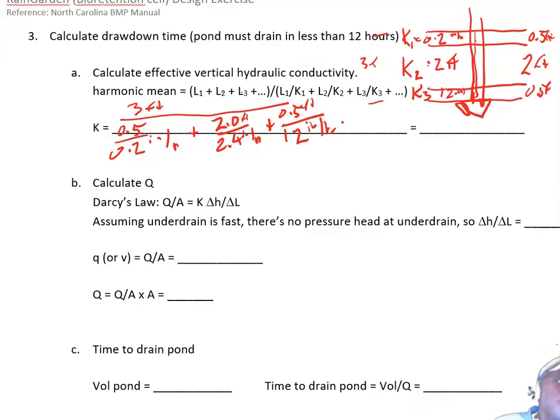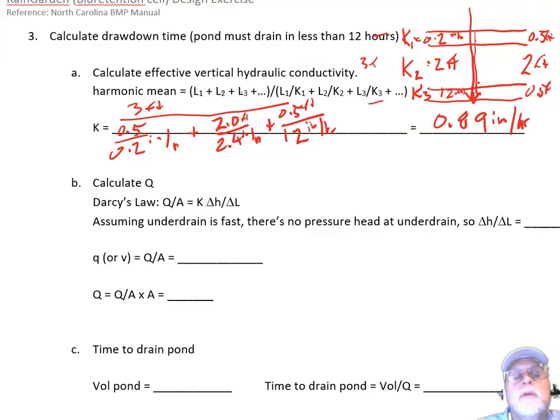And that turns out to be, I kind of got in the way with my arrow there, that turns out to be 0.89 inches per hour. That's my arrow there. Okay. That's a little fun thing I like to point out, but with groundwater.